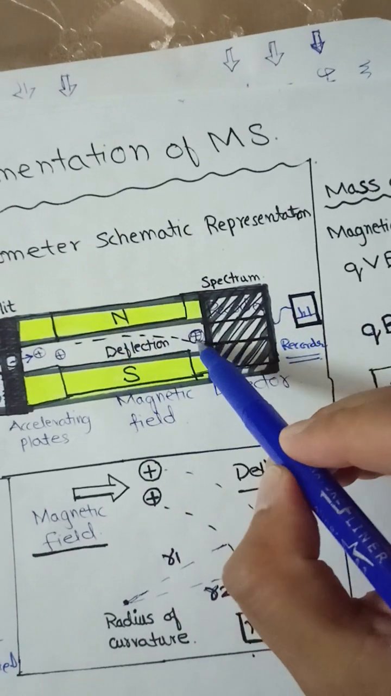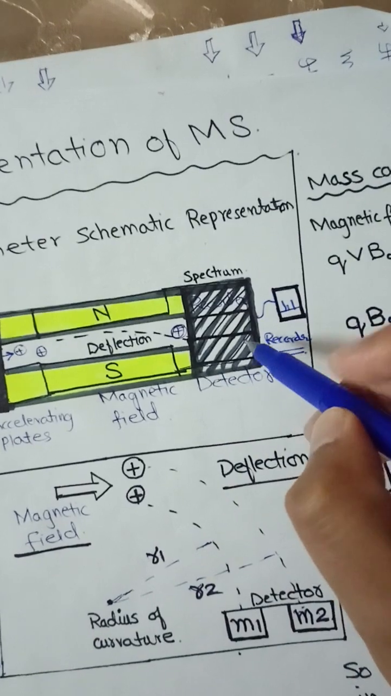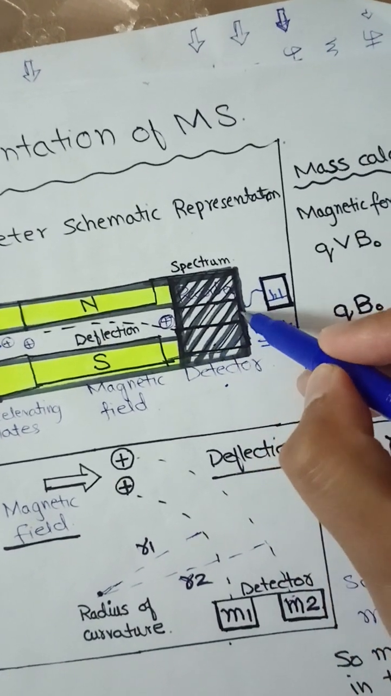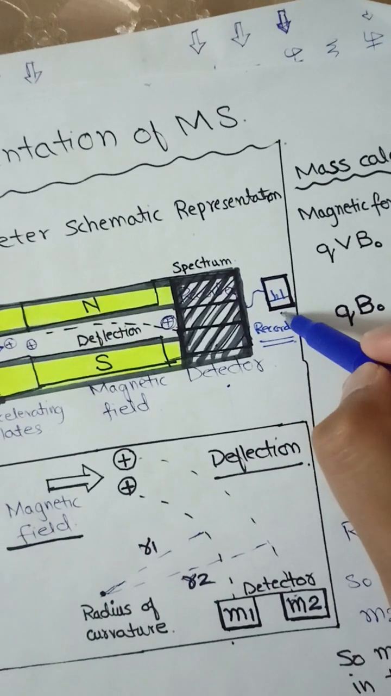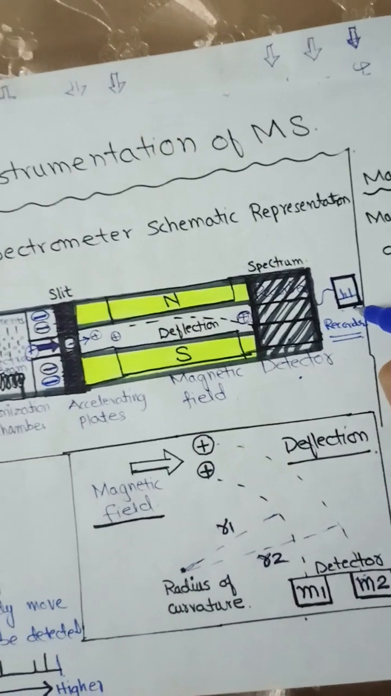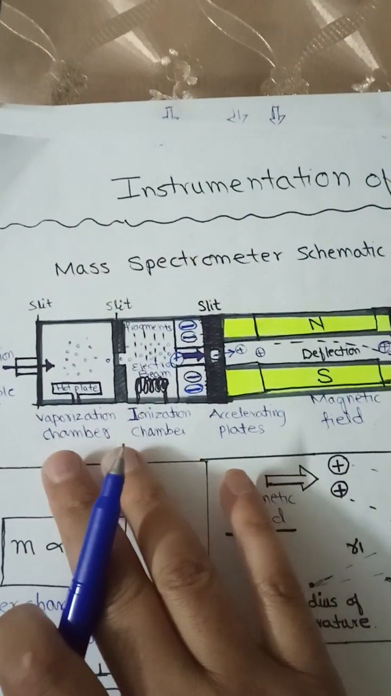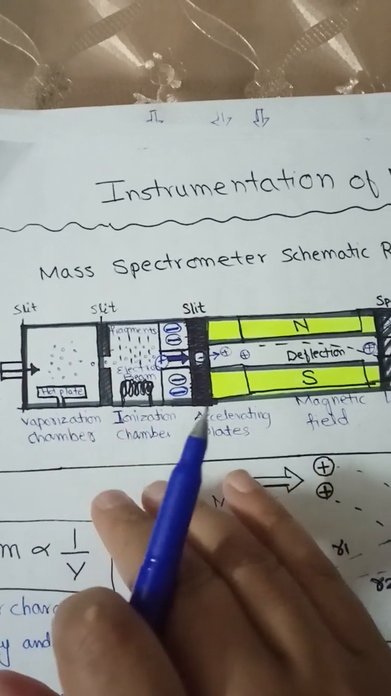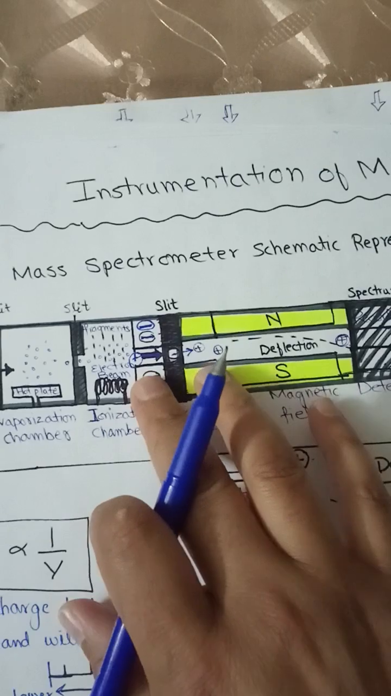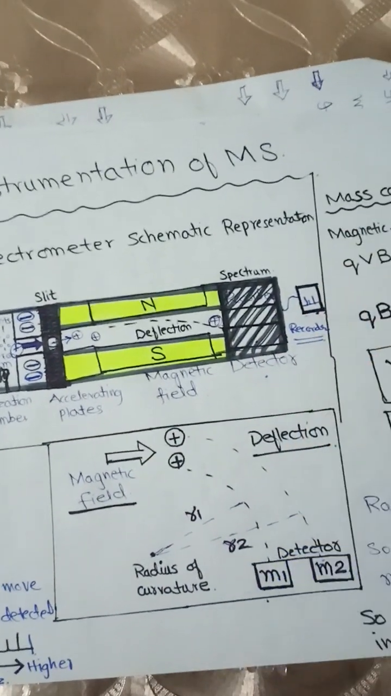And after this deflection, they are detected by the detector, which causes a signal in the form of current, and they are recorded in the form of peaks in the spectrum. So these are the different chambers: the vaporization chamber where evaporation occurs, and then the ionization chamber, acceleration chamber, and then deflection, and then detector and recorder.